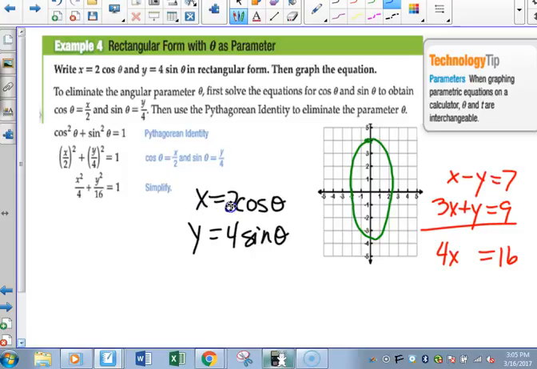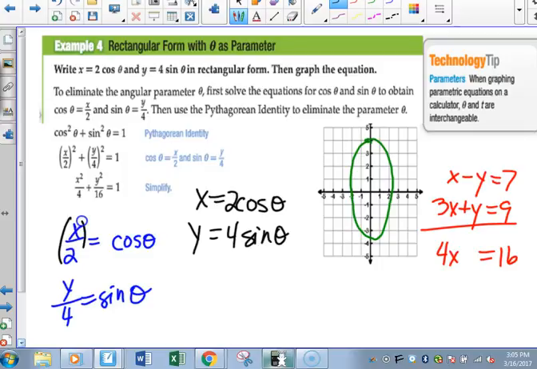Here's what we're going to do. We're going to divide by the 2, so we're going to have x over 2 equals cosine of theta. Divide by the 4, so we have y over 4 equals sine of theta. Okay? Now, if I added those together, it wouldn't help much, but we are allowed to square both sides of an equation. Okay? That's kosher. You can square both sides of an equation.